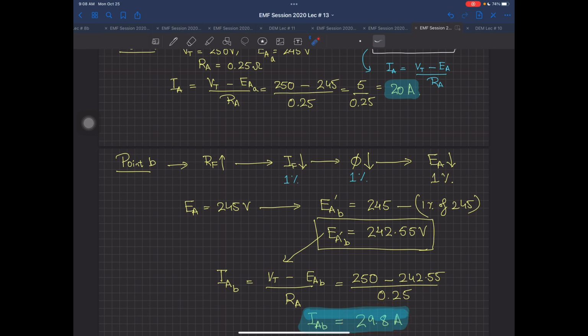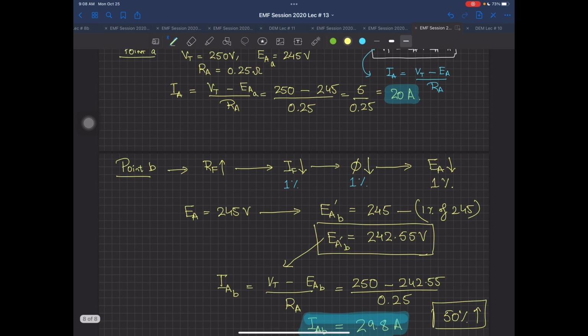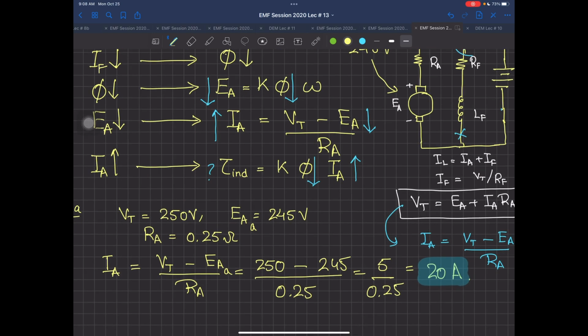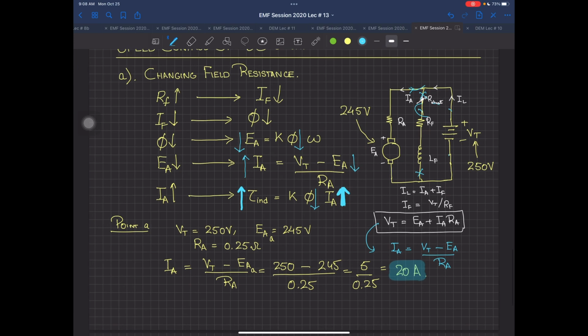I'm again repeating: a 1% decrease in the field current corresponds to a 1% decrease in the flux, which also corresponds to a 1% decrease in EA because we are assuming the linear region. So your armature current has now increased by approximately 50%. If I go back to my equation, this flux phi is the predominant quantity and the other one is the smaller quantity. So my induced torque is actually going to increase. Ji beta, question answered? Ji, any questions with this? I hope you have got this.